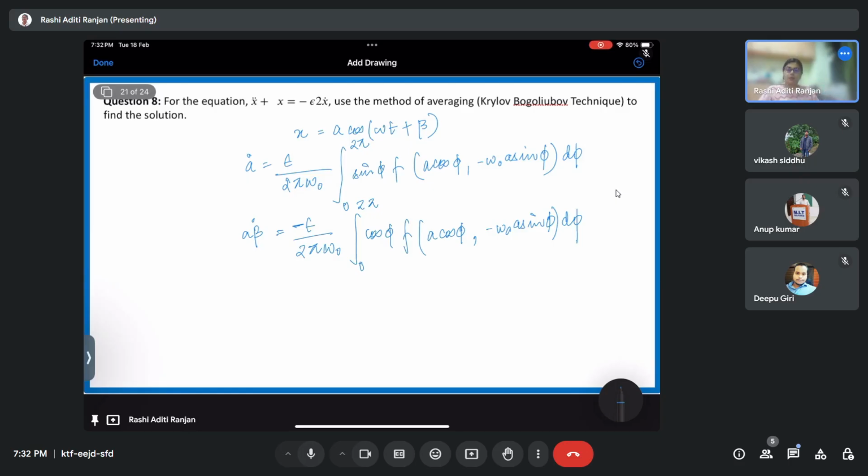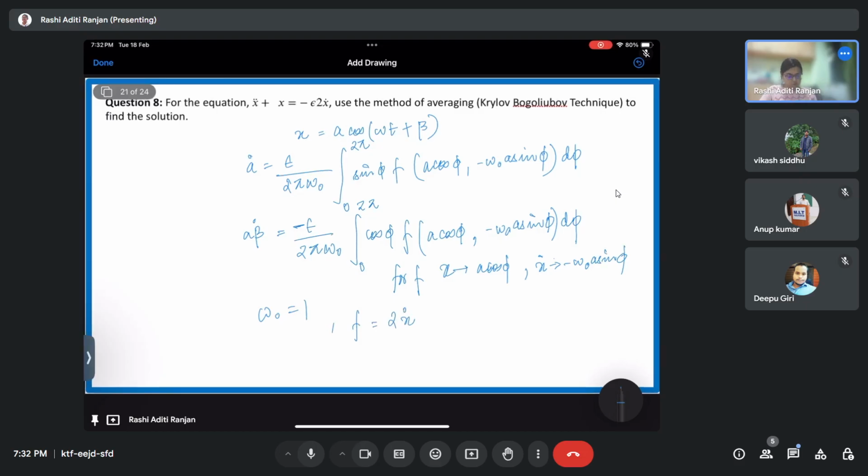Okay. Yeah, so this is the equation. Again, for f, we have to replace x by a cos phi and x dot by minus omega naught a sin phi, and just solve it. So we already know omega naught is equal to 1 and our f is nothing but twice of x naught. Okay, so we'll just do it quickly.